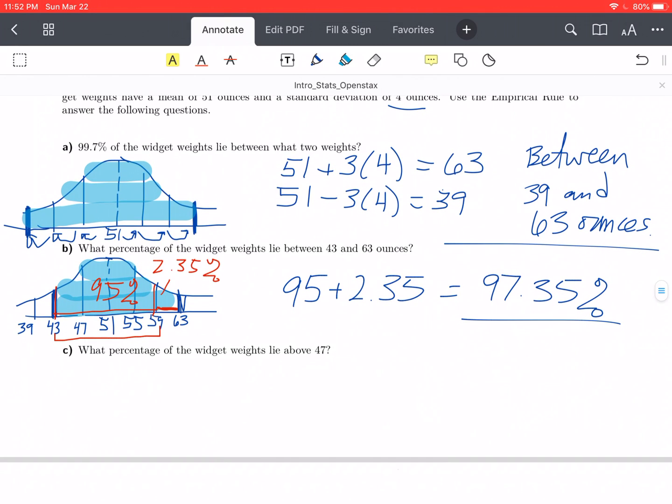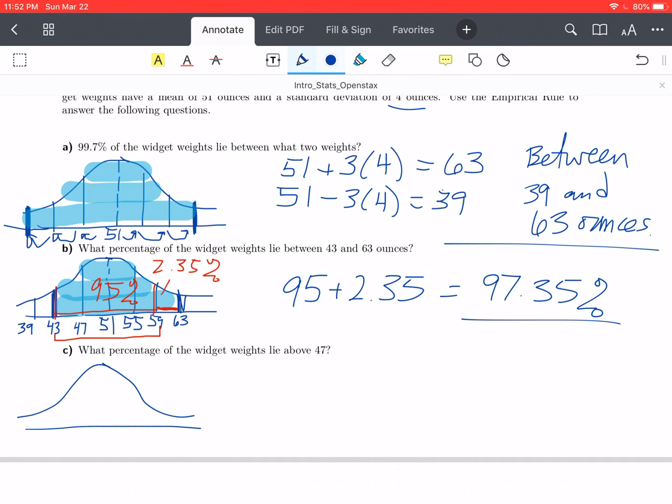And then what percentage of widget weights lie above 47? Well, we do the same kind of thing, get our normal curve. But here we really only care about the value of 47. So here's the mean. There's our 51, and then we're down 1 standard deviation, that's 47 right there. And we only care about everything above 47.